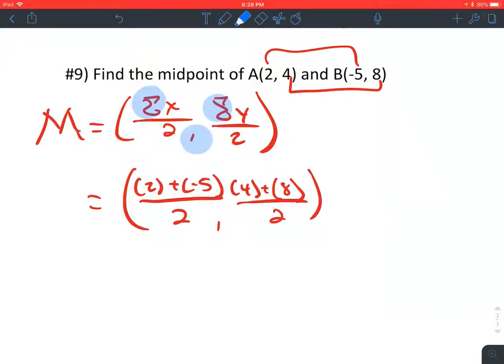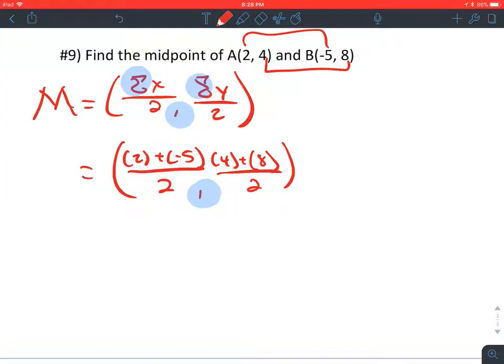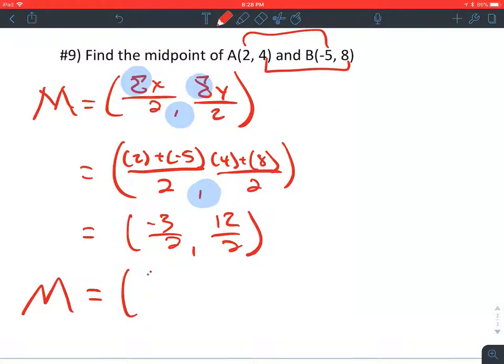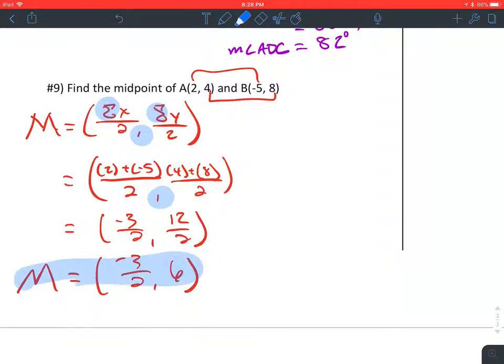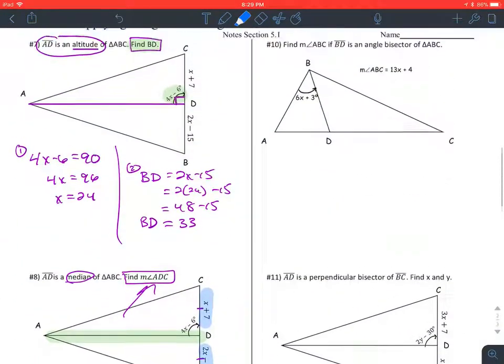Please note, this comma between the fractions means that those fractions have nothing to do with each other. You cannot combine them in any way. So if we add 2 and negative 5, we get negative 3. 4 and 8 is 12. This first fraction does not reduce. Second one does. So the midpoint of segment AB is going to be the ordered pair negative 3 halves, 6. One of those is hidden in one of the homework problems. It doesn't specifically say to find the midpoint, but you have to in order to figure that out.